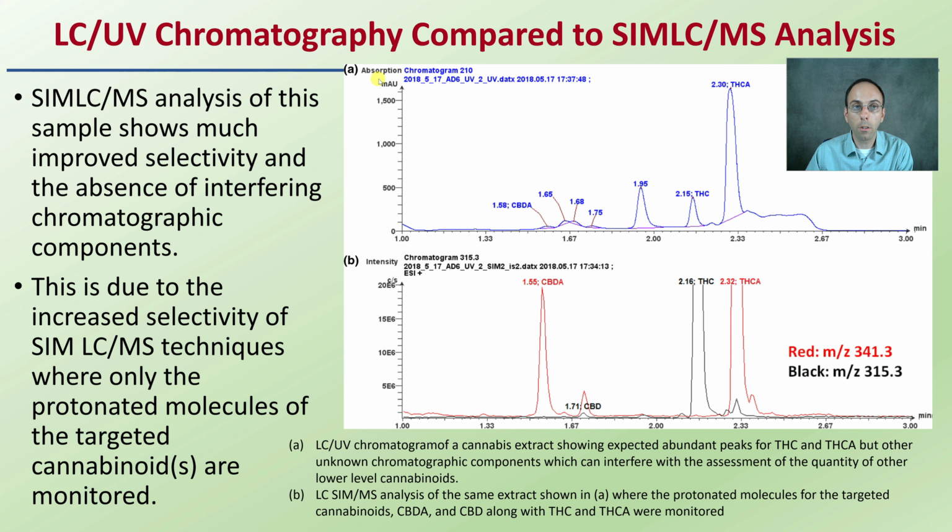Here we're seeing this standard method right here, and then here we're seeing the selective ion method employed here. And this is the analysis of the same extract in comparison, where in A, the protonated molecules of the targeted cannabinoids, CBDA and CBD, along with THC and THCA, were monitored. We can see a greater degree of precision, hopefully a little bit more accurate results to get rid of some of what's called the data noise that could be employed.